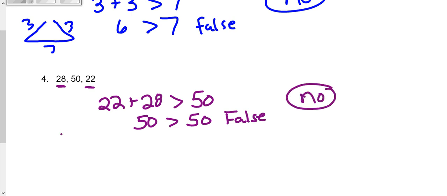Again, a triangle would look something like this, where it's like 22, 28, and 50 would not work. That's what it means when they're saying triangle inequality. All right. Those are our examples on the triangle inequality theorem, how to determine if a figure is a triangle.